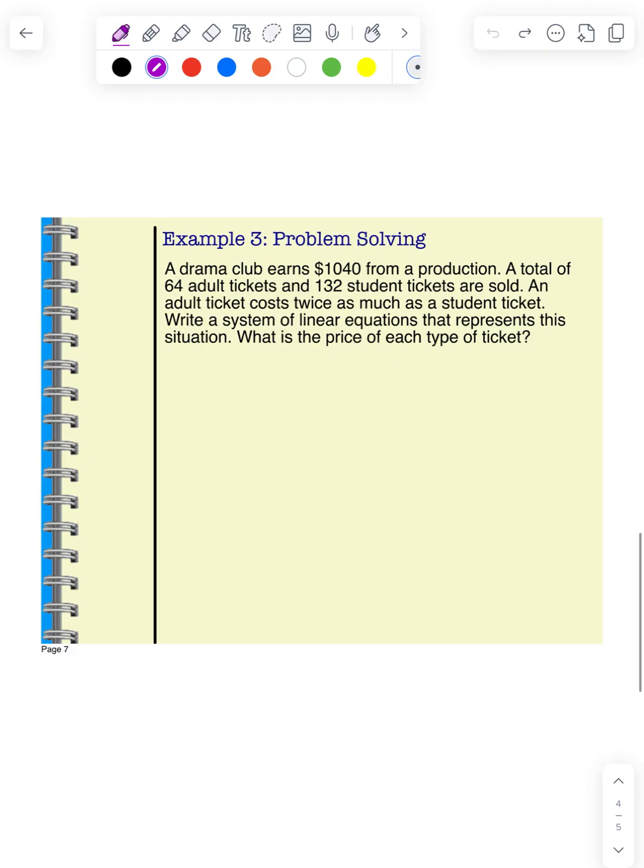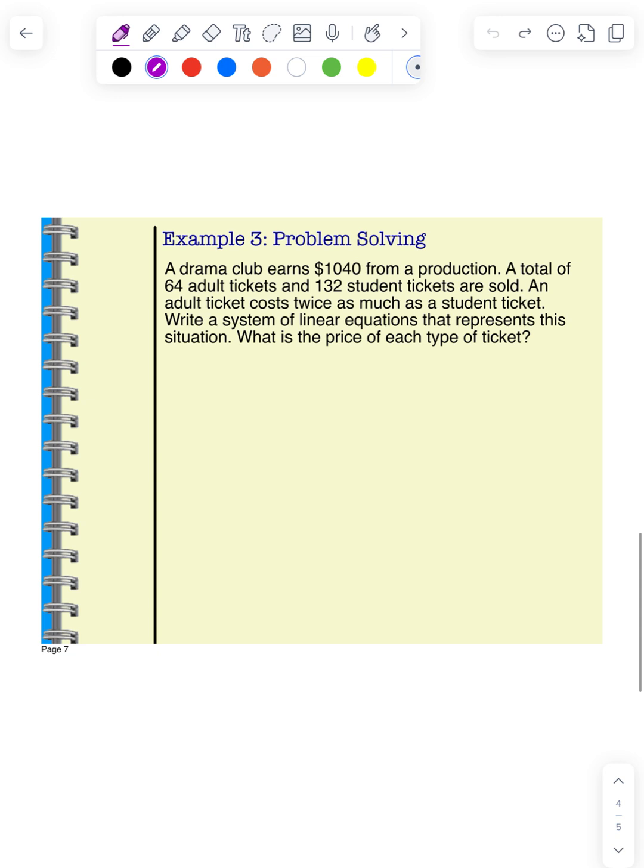All right, last example, guys. A drama club earns $1,040 from a production. A total of 64 adult tickets and 132 student tickets are sold. An adult ticket costs twice as much as a student ticket. Write a system of linear equations that represents this situation. What is the price of each type of ticket?